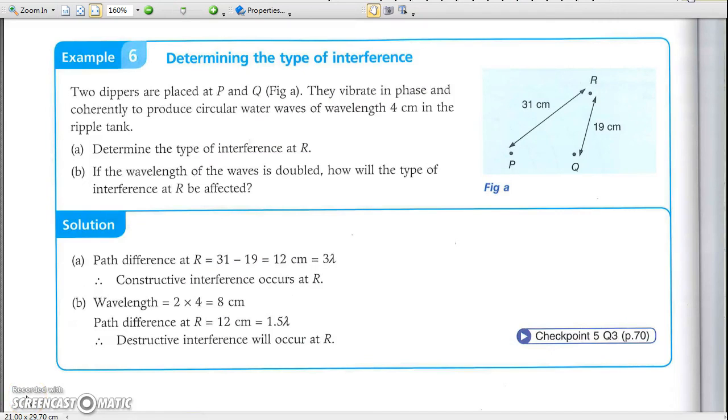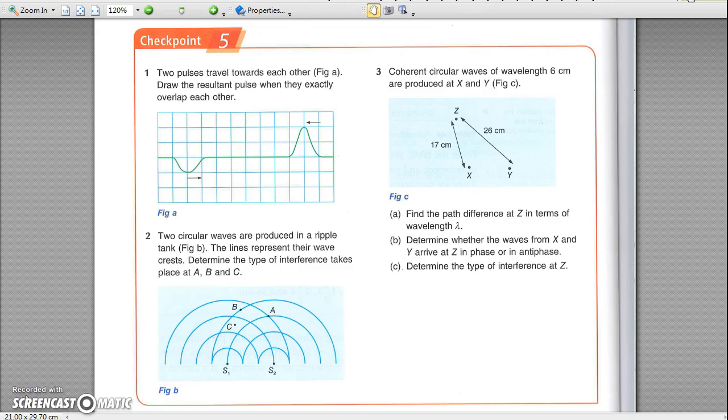In example 6, determine the type of interference. You should calculate the path difference to check what kind of interference may occur at R. Try Check Point 5 below.